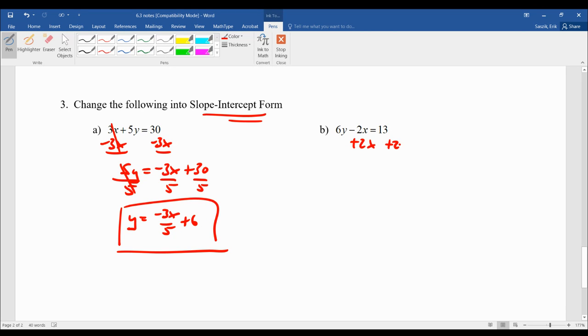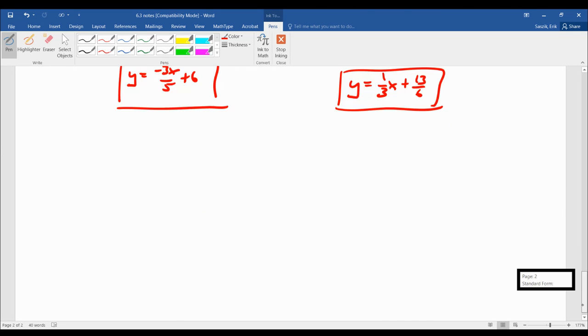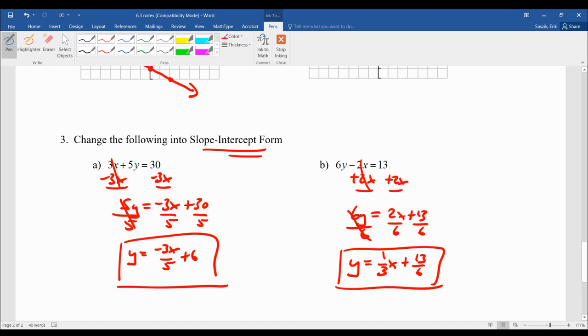Here we have to move this over. Now this one's a little bit ugly too. Remember, that's a fraction, so our slope is 1/3. And here you get an ugly y-intercept. That's like 2.16 if you divide it on a calculator. But sometimes you get y-intercepts that aren't going to be so beautiful. Just so you know, okay?